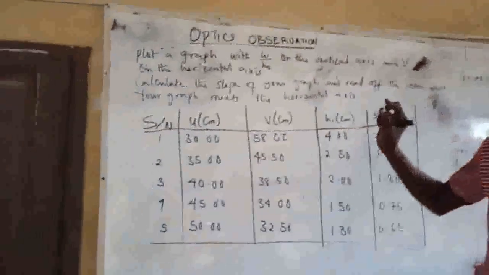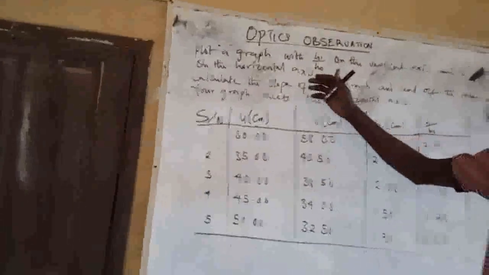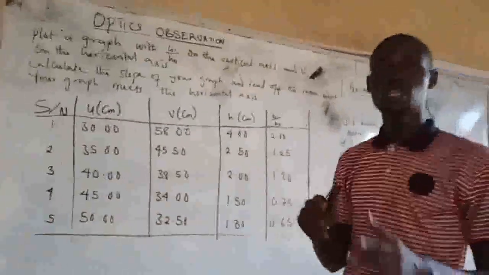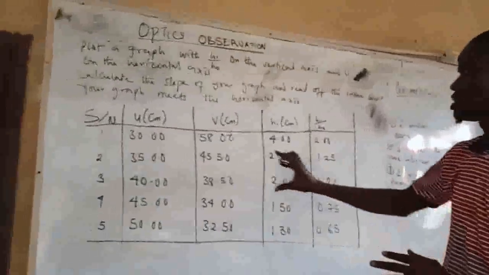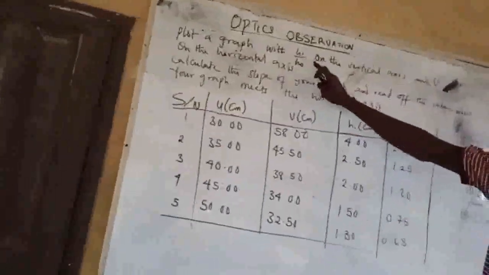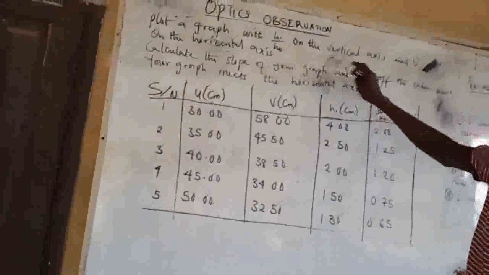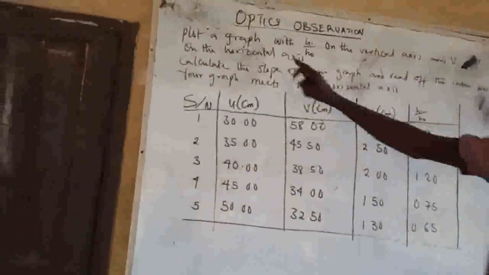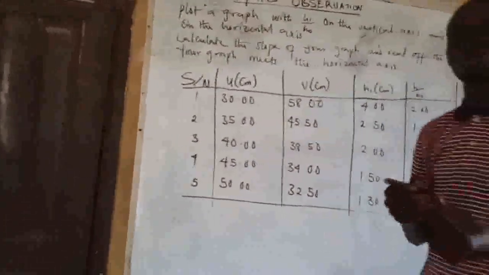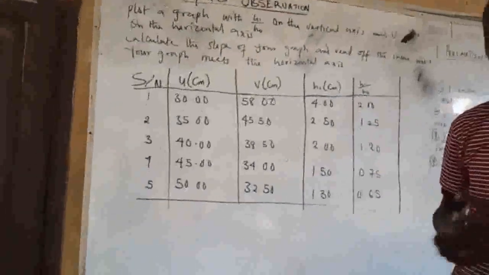Okay. Now, today we are going to be looking at how to plot the graph of optics. In my previous video, we took a look at the experiment on optics, and I gave the observation. The observation is given on the board. Now, we have to plot a graph with hi over h naught on the vertical axis and v on the horizontal axis, where hi over h naught denotes the magnification of the lens.